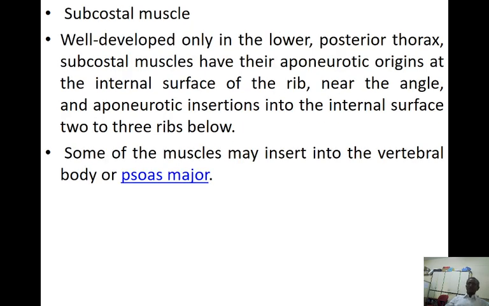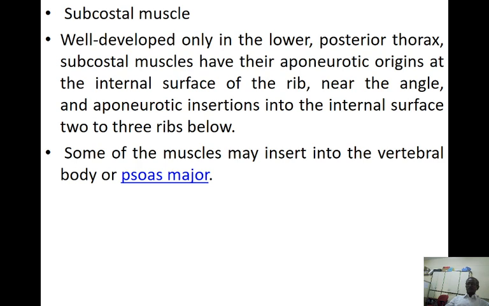Subcostal nerve. Well developed only in the lower posterior thorax, subcostal muscles have their aponeurotic origin at the internal surface of the rib near the angle and aponeurotic insertion into the internal surface of the ribs 2 to 3 below. So this is getting its origin on the posterior aspect, on the internal surface of the ribs near the angle, and from there 2 to 3 ribs below it is getting inserted.